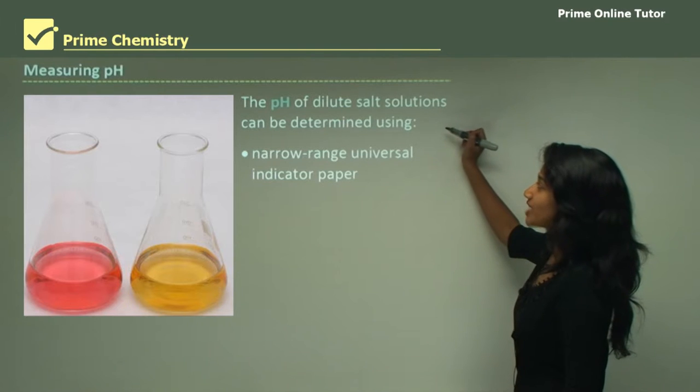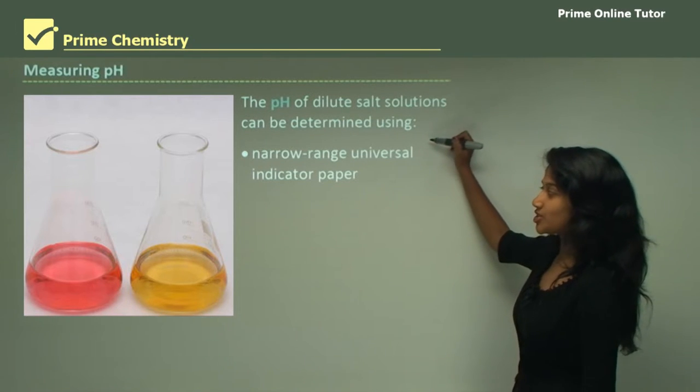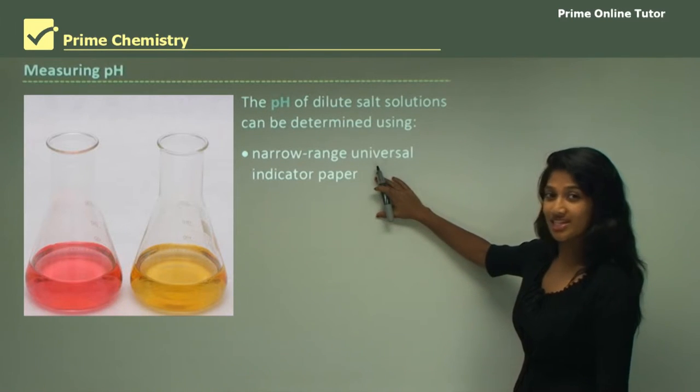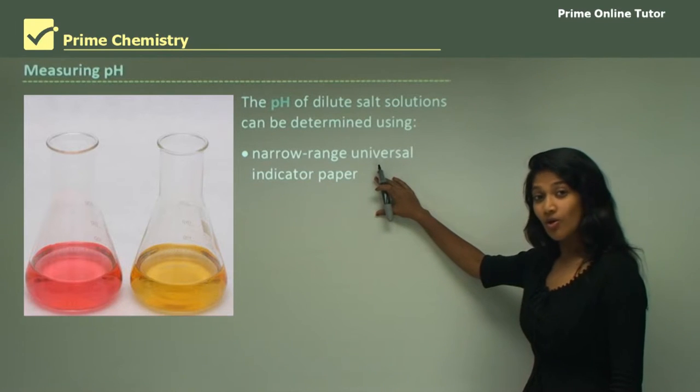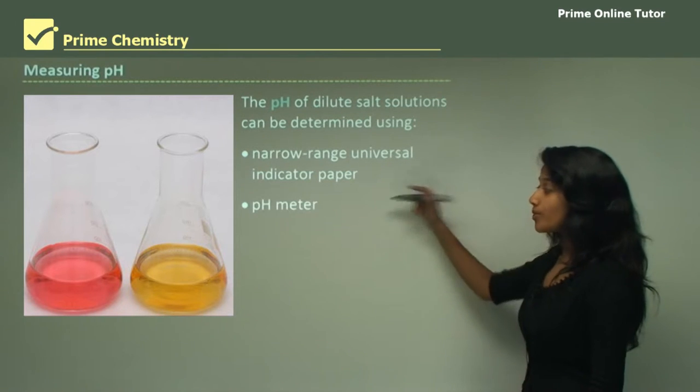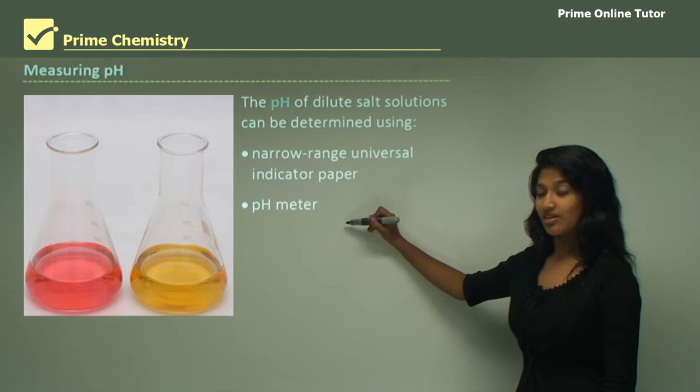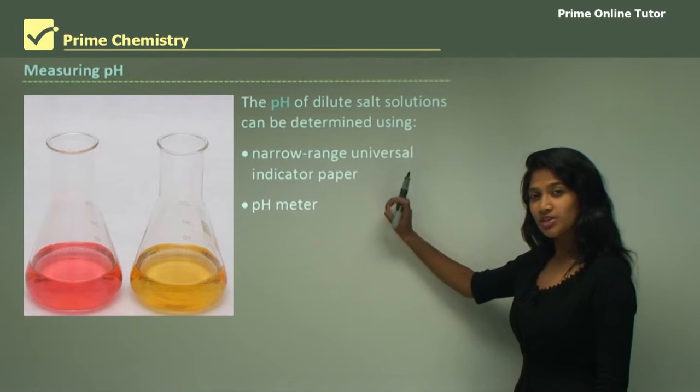The pH of dilute salt solutions can be measured using either a narrow range of indicators such as litmus or methyl orange, or we can use a pH meter. So you might be using both of them at school, it depends.